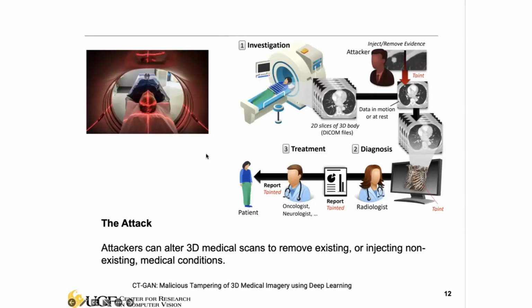In the healthcare or medical domain, we can also do this kind of adversarial attack, right? The attacker can alter some of the medical scans to remove existing medical conditions, the tumors, or inject non-existing nodules or tumors into the scan. So when the radiologist or physician looks at these medical image scans, they will make a false diagnosis. Maybe the patient does have some type of disease or tumor, unfortunately, but because of the adversarial attack tampering with these medical scans, the radiologist may make a false diagnosis, or vice versa.